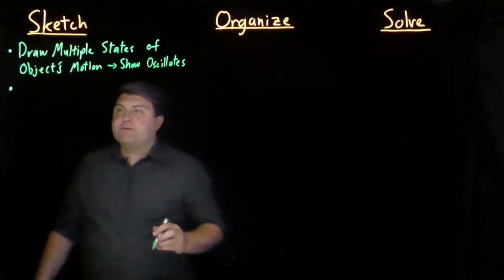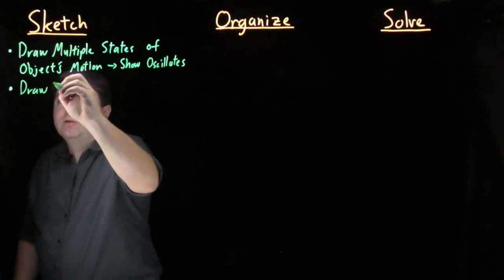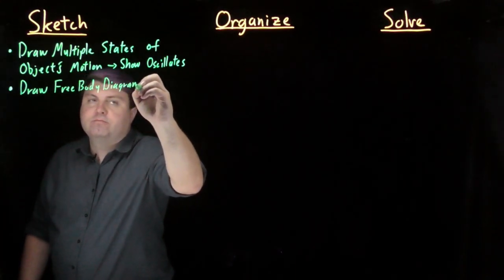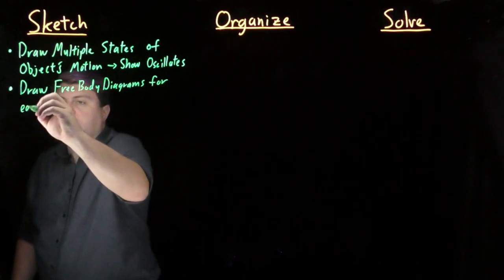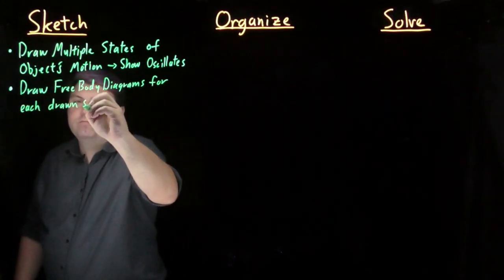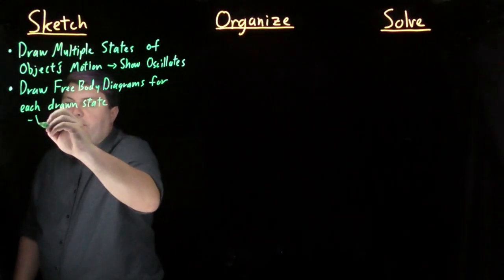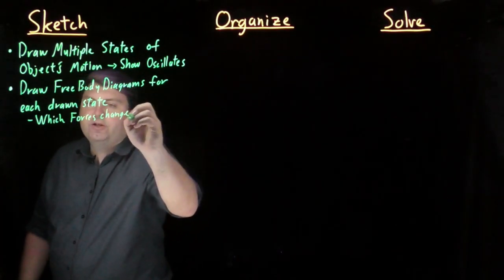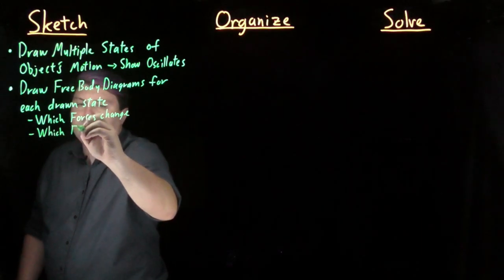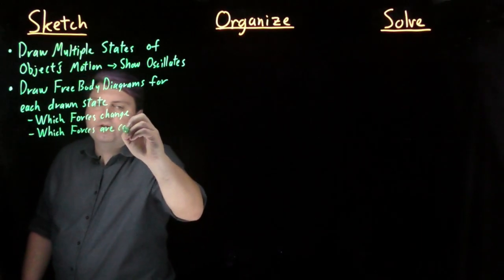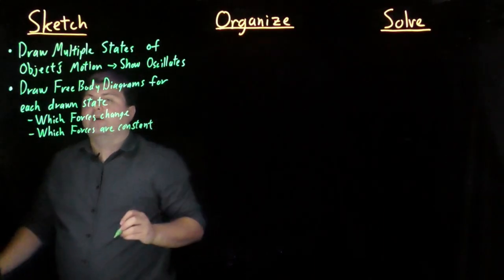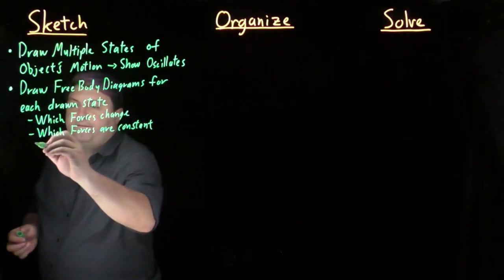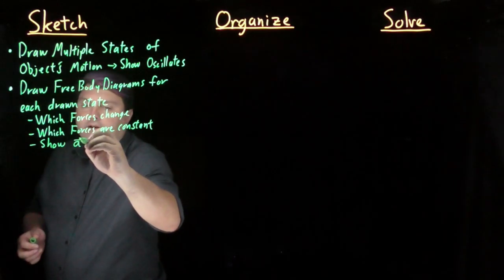For each of these multiple states, we then want to draw free body diagrams for each drawn state. We want to figure out which forces change and which forces are constant. So if we do this, we're also showing that our acceleration changes.